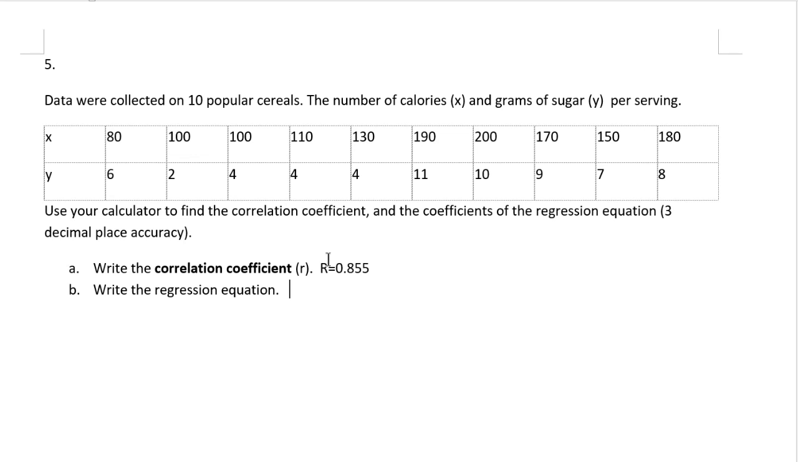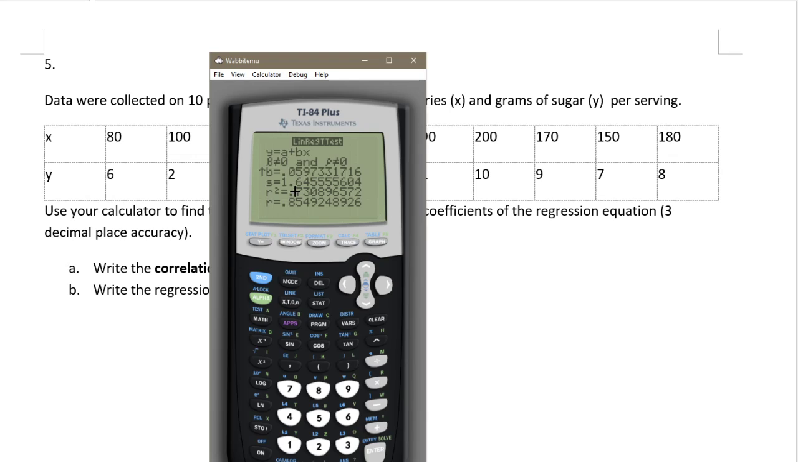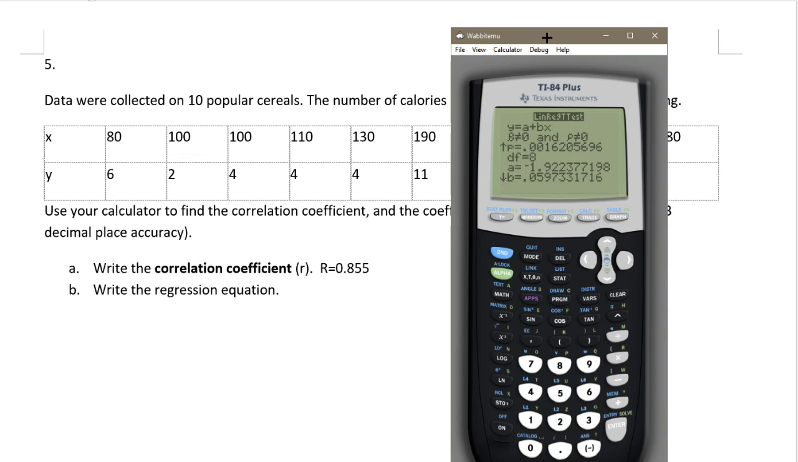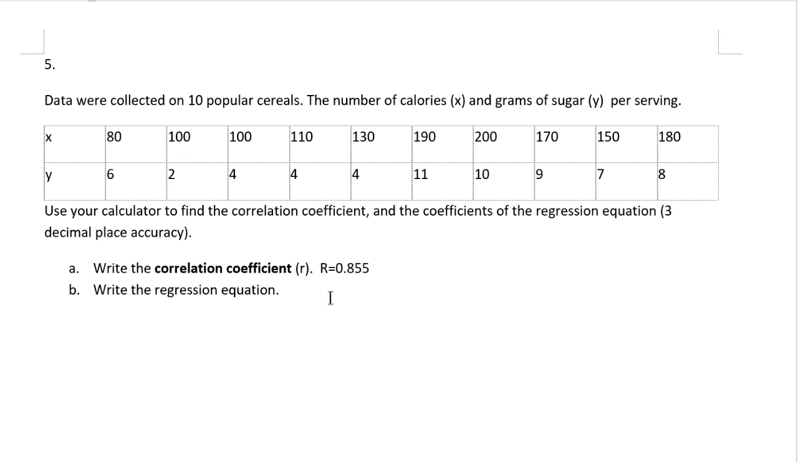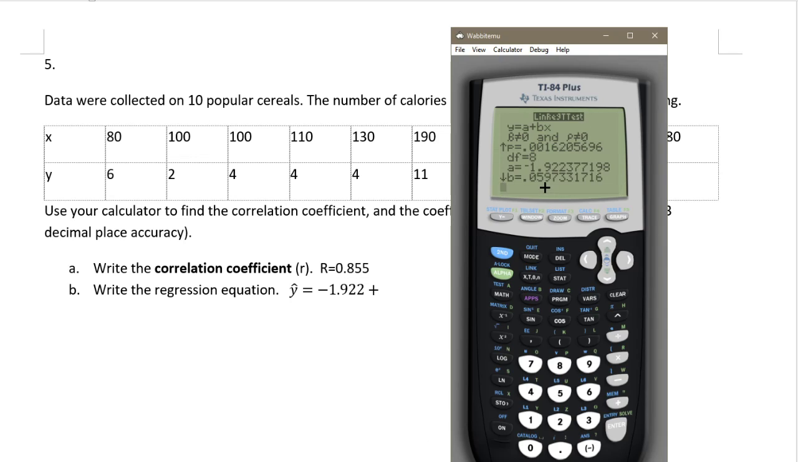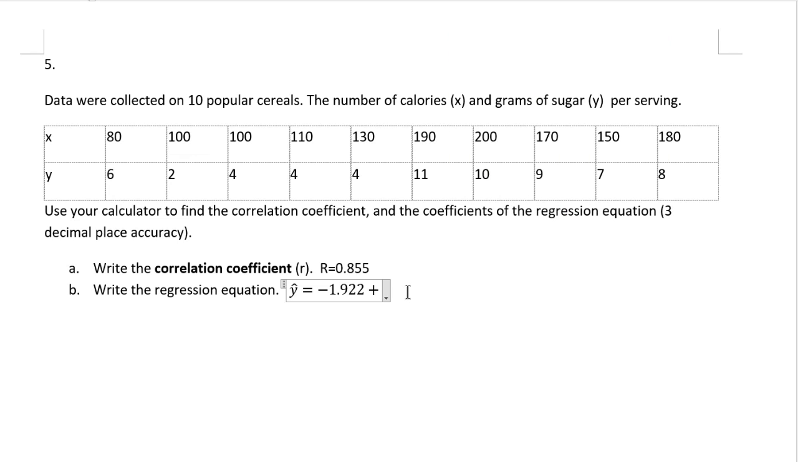All right, what about the regression equation? Well, I already said it's y equals a plus bx, and the values of a and b are given here: negative 1.922. So y hat is equal to negative 1.922 plus the value of b, which is 0.0597, times x. So that's the regression equation.